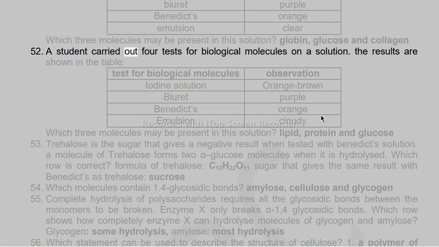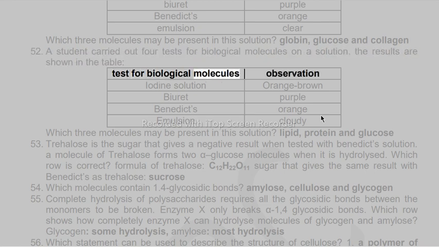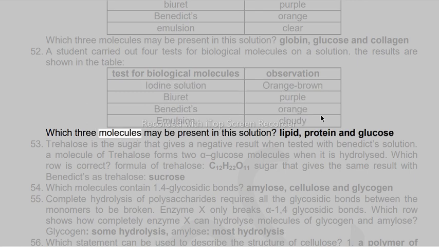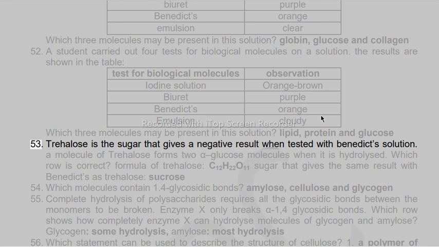52. A student carried out 4 tests for biological molecules on a solution. The results are shown in the table. Test for biological molecules. Observation: iodine solution orange-brown, biuret purple, Benedict's orange, emulsion cloudy. Which 3 molecules may be present in this solution? Lipid, protein and glucose.